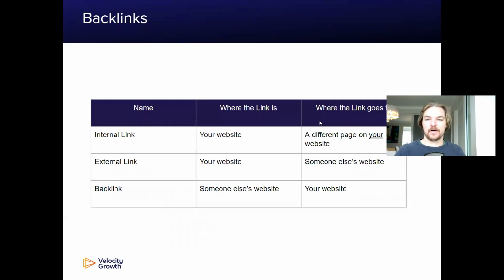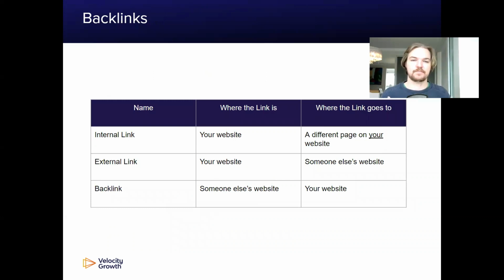Moving on, I've just put up this little table here. I think this is a better way for most people to visualize it, just to be clear on the naming system of all this. So where the link is, you see the name, where the link is, and where the link goes to. So internal, your site to a different page on your website, and external is your website to somebody else's website, and a backlink is from someone else's website back to your website. And that's what we're looking for, right?